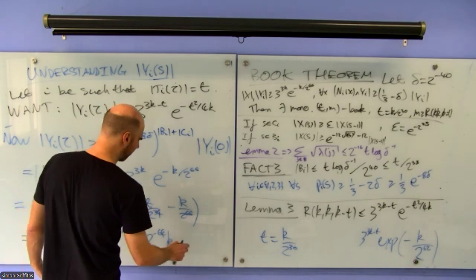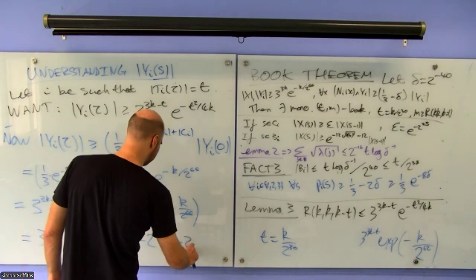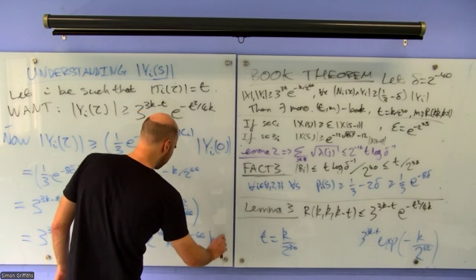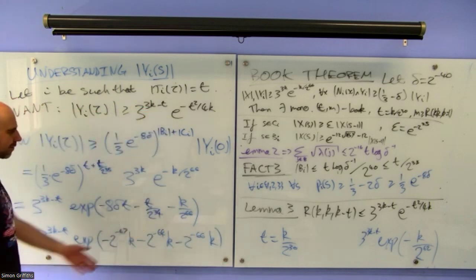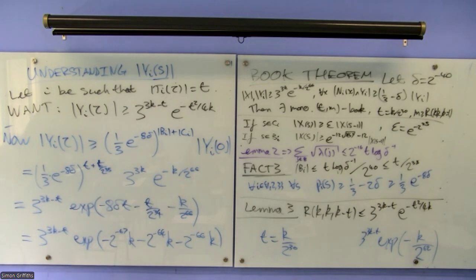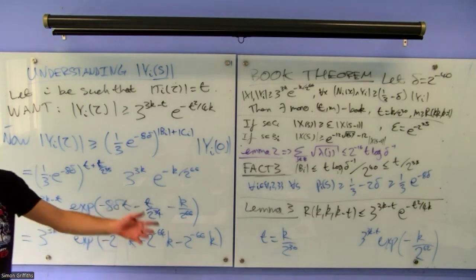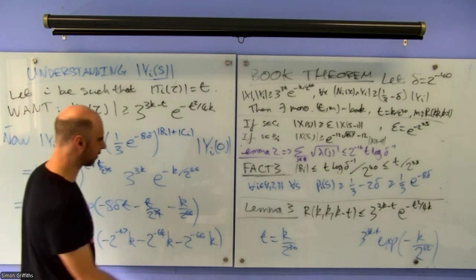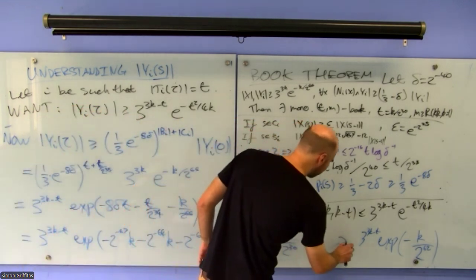And this is 2 to the minus 66 times k. And all of that is less than 2 to the minus 62 times k. So you win. So this is at least this expression you need.